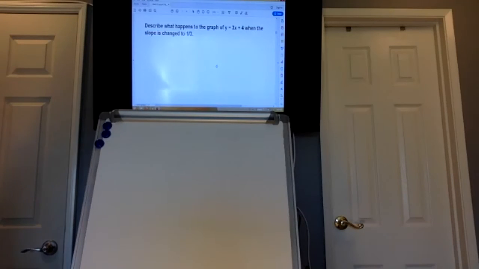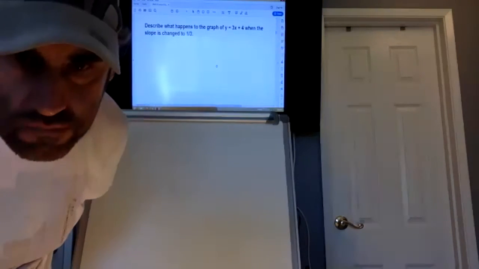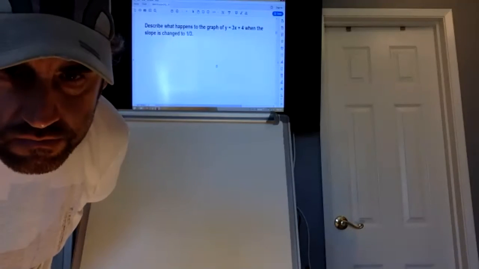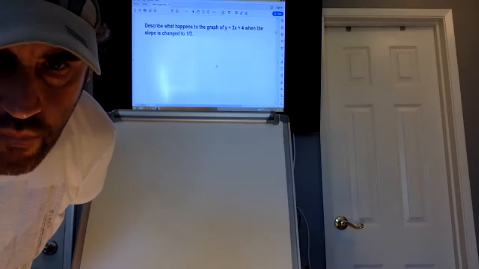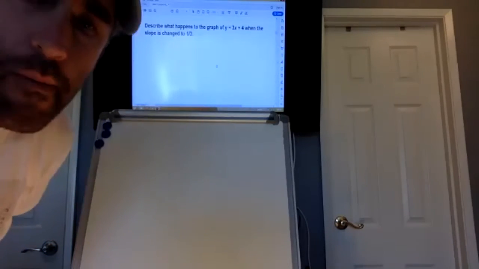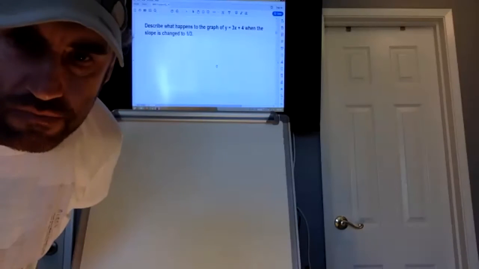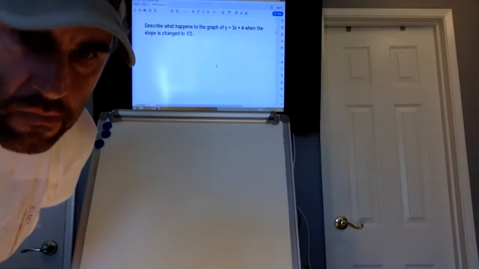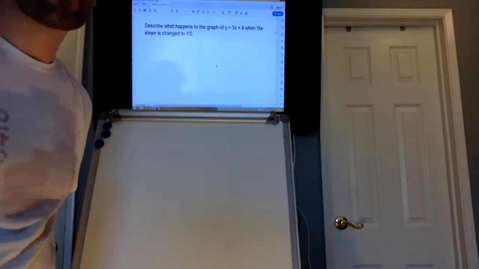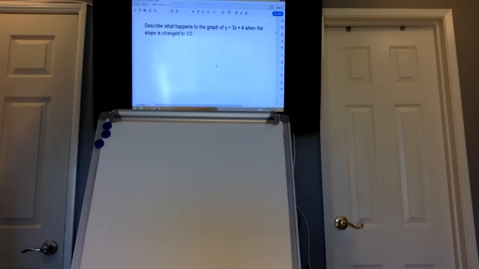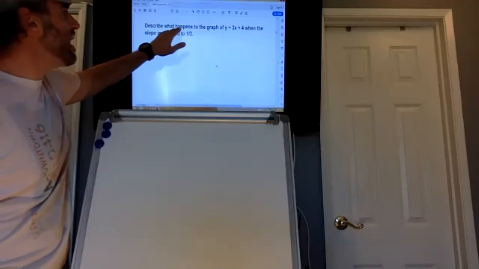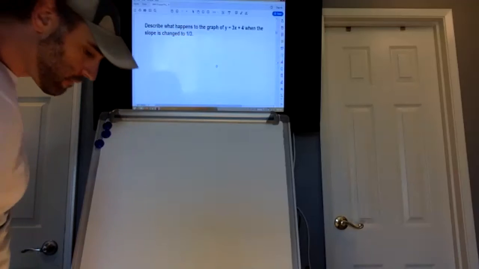So, Mr. Rosenthal, it's like the comparison of the line y equals 3x plus 4 in comparison to when the slope is 1/3. Say that again. It's like, so we're describing the difference between... You're describing what happens to the graph. Oh, okay.